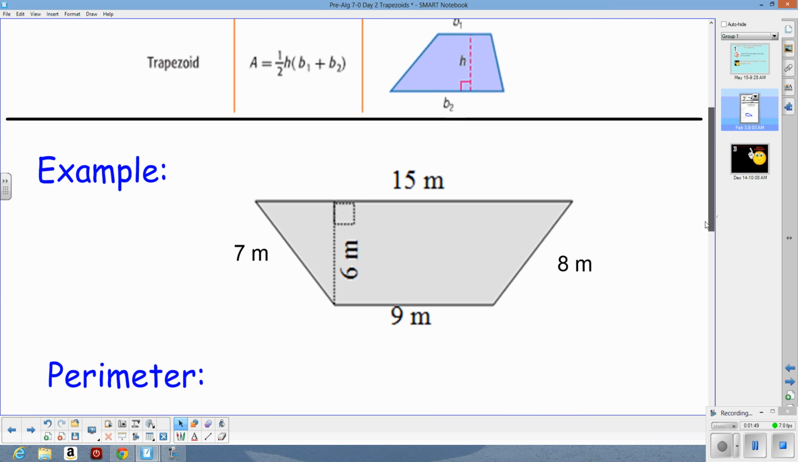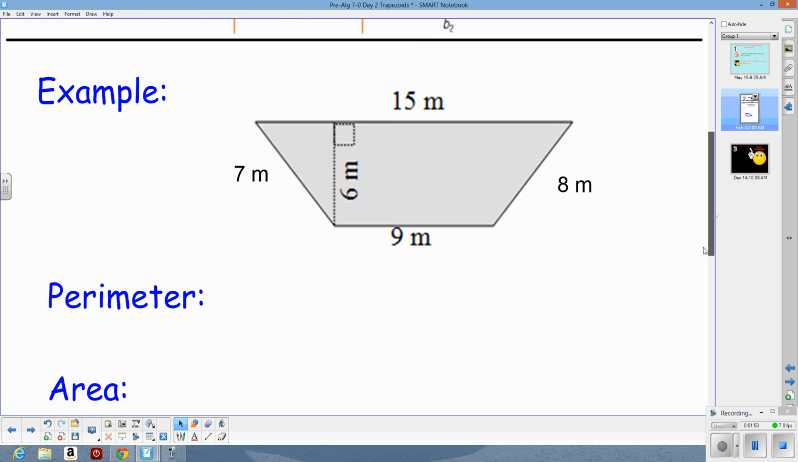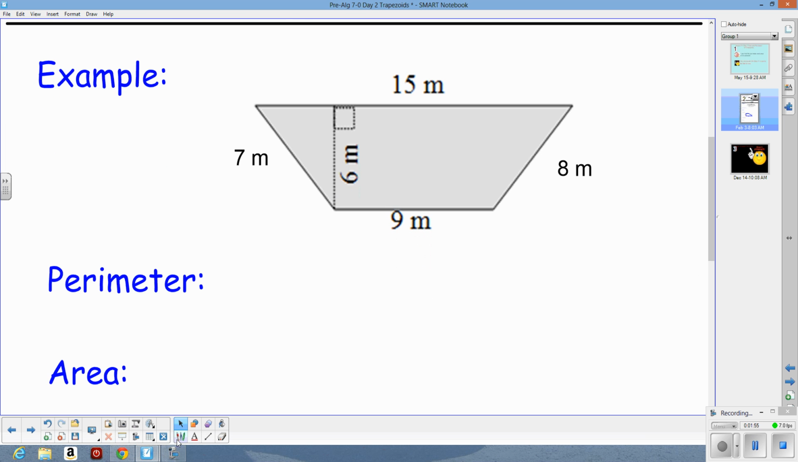So let's go ahead and try this one. First thing we're going to do is find the perimeter. The perimeter is found just by adding the lengths of all the sides together. One mistake sometimes students will make is they will add all the numbers they see together. But we don't want to add this number because this is not part of the distance around. So let's just go ahead and start here at the corner.